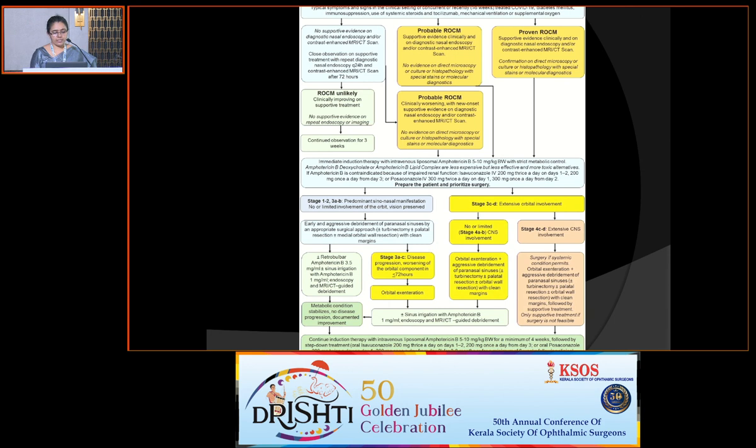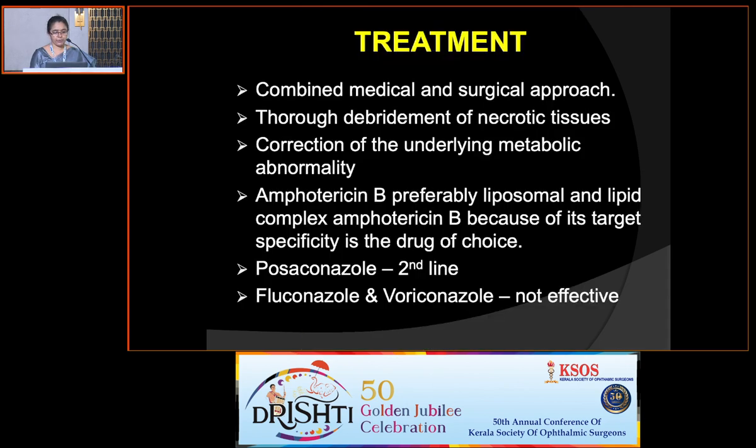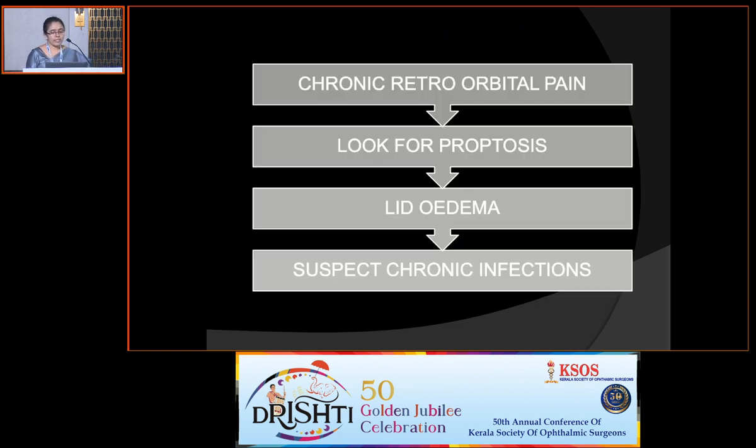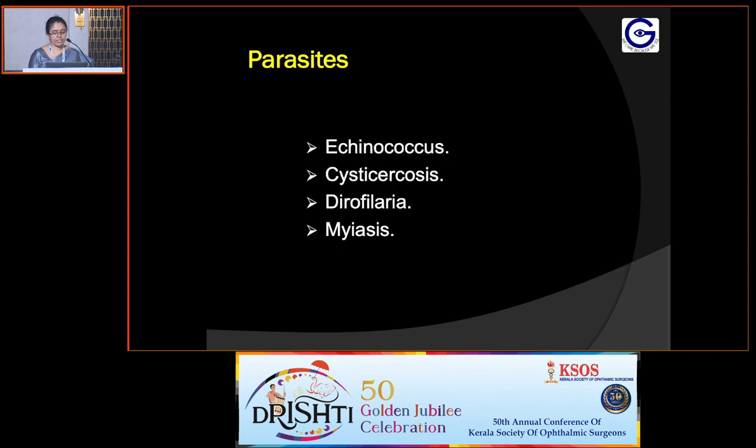Management of mucormycosis is a big topic to discuss. There's an article published by Dr. Santosh in IJO. It requires combined medical and surgical treatment, thorough debridement, and correction of the underlying metabolic abnormality. Amphotericin B is preferred. Second line is posaconazole. Fluconazole and voriconazole are not very effective. So in chronic retro-orbital pain, always look for proptosis and lid edema, and suspect chronic infections.